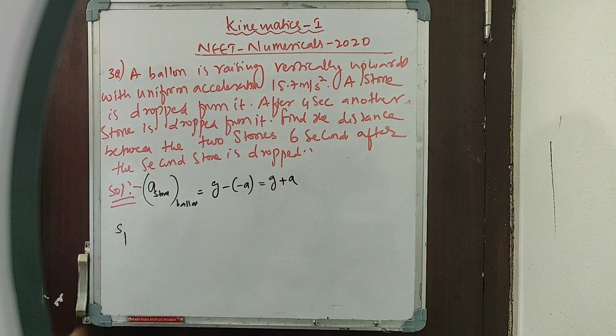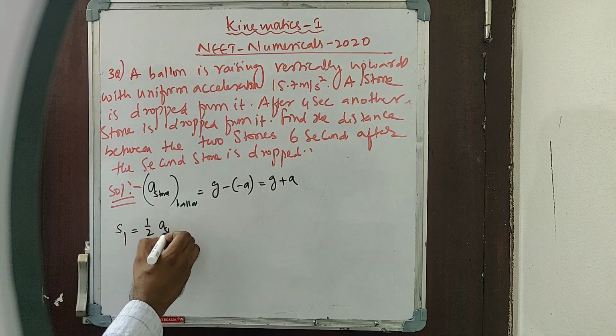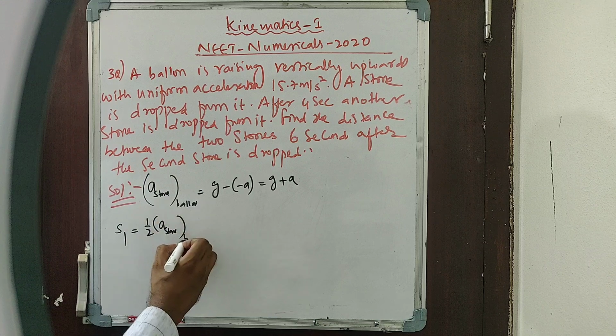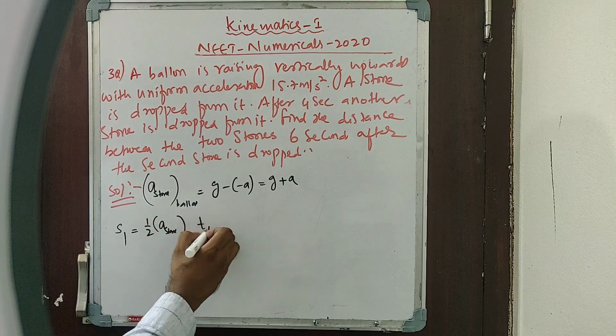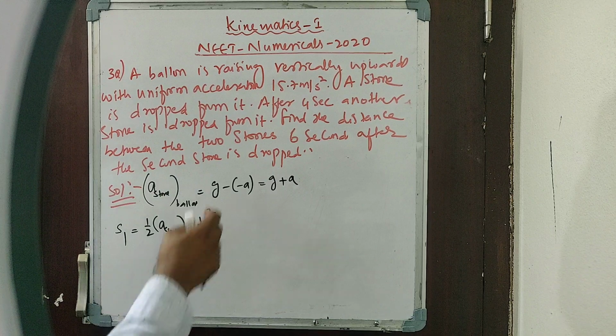So the distance traveled by the first stone will be equal to how much? S1 is equal to half into acceleration of the stone with respect to the balloon into T1 square. That is my first condition for the first stone when it has been dropped. From the given condition I can get the value of T1.